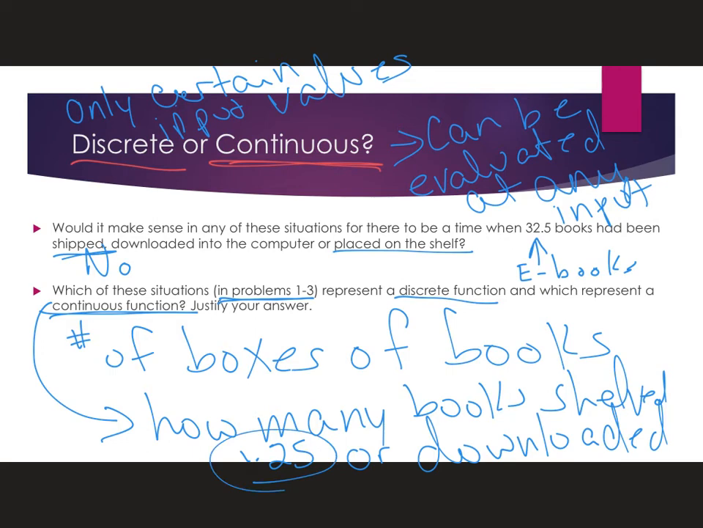Okay, so this has to do with your input values. Discrete means only certain input values have a meaning. I can't get 2.5 boxes delivered. Continuous means we evaluate at any input value.